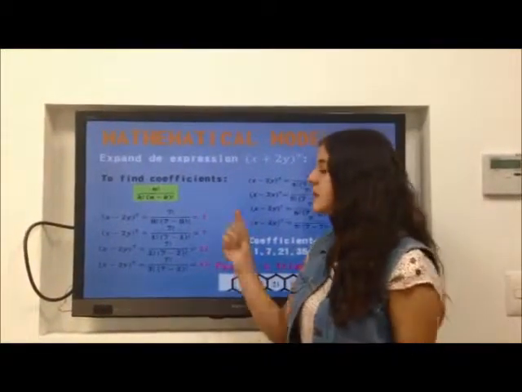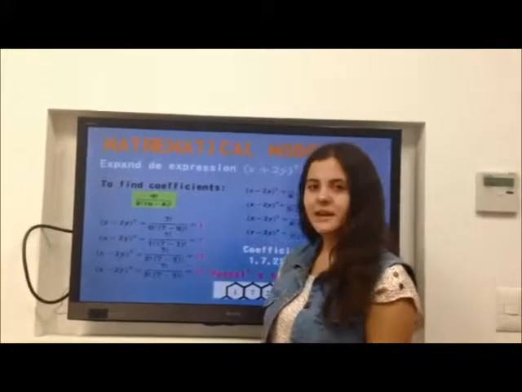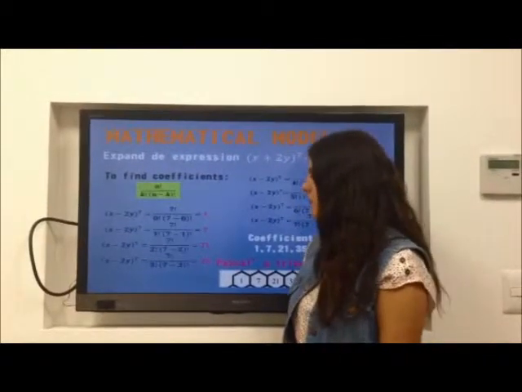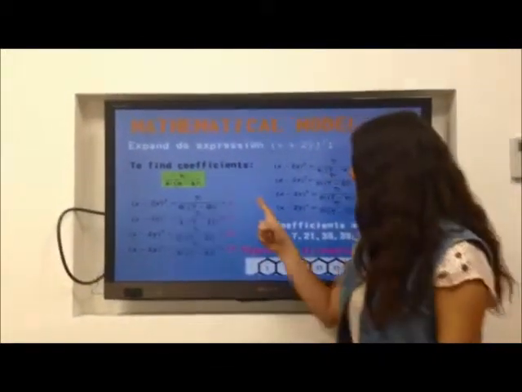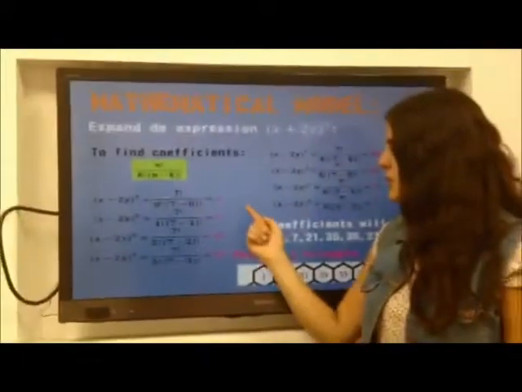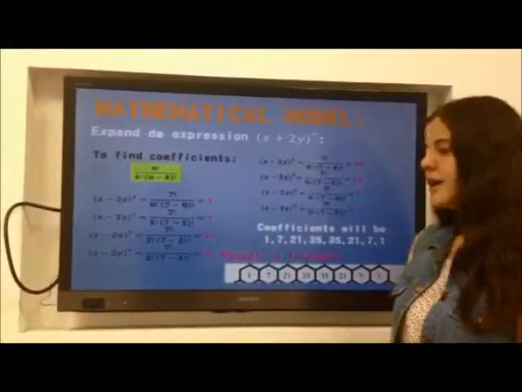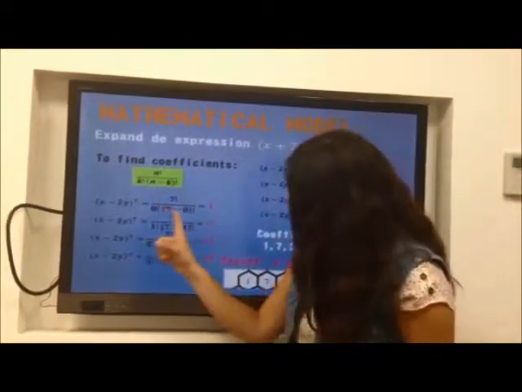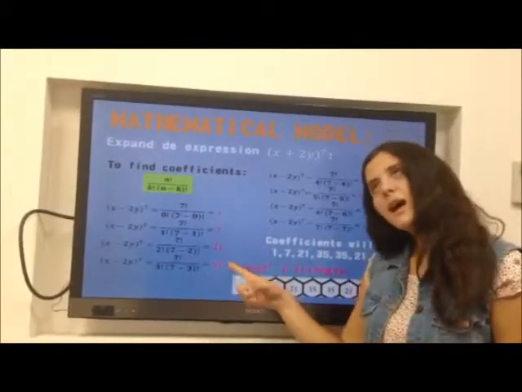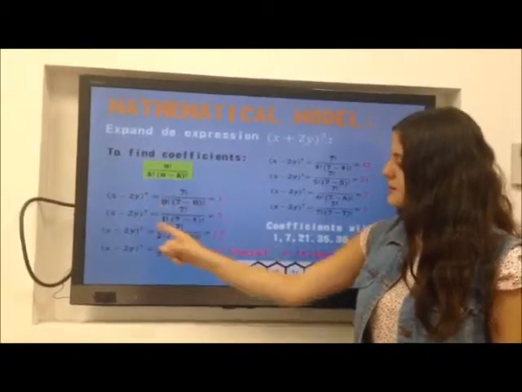To find the coefficients, we're going to use the formula n factorial divided by k factorial multiplied by n minus k factorial. Remember that k is the position of the term minus 1. For example, the first term minus 1 is equal to 0, so the value of k is going to be 0. Now we're going to deal with the first term, so k is 0, and the coefficient is going to be 1. And then we continue with the second position, that's going to be k equal 1.